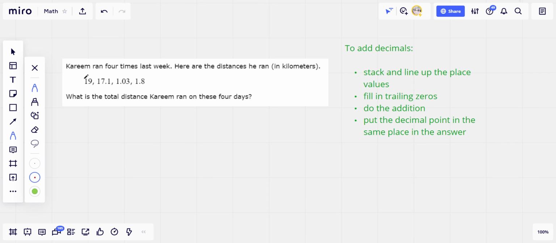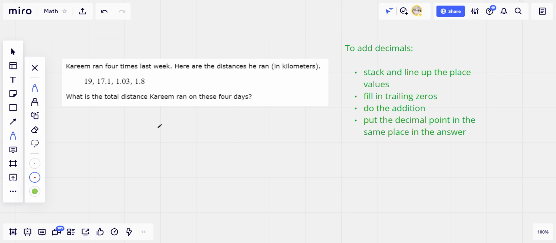It says, Kareem ran 4 times last week. Here are the distances he ran in kilometers. So 19, oh boy, that's a pretty far distance to run. 17.1, 1.03, and 1.8. Okay, so those are how far Kareem ran on each of those 4 runs. And it says, what's the total distance Kareem ran on these 4 days? So we want to add all those together, then you'll get the total distance.